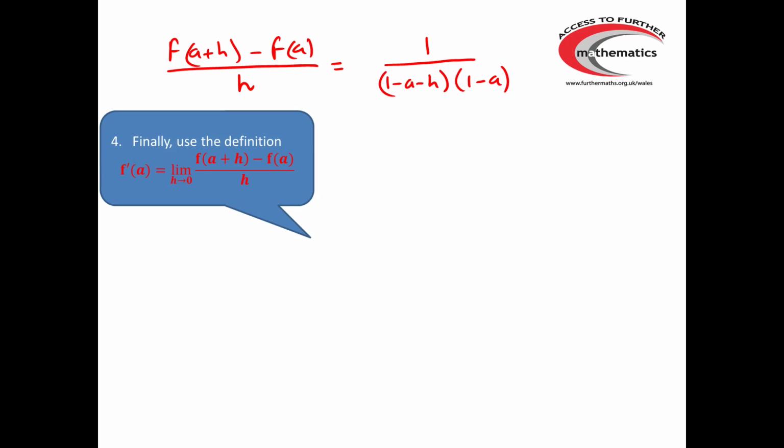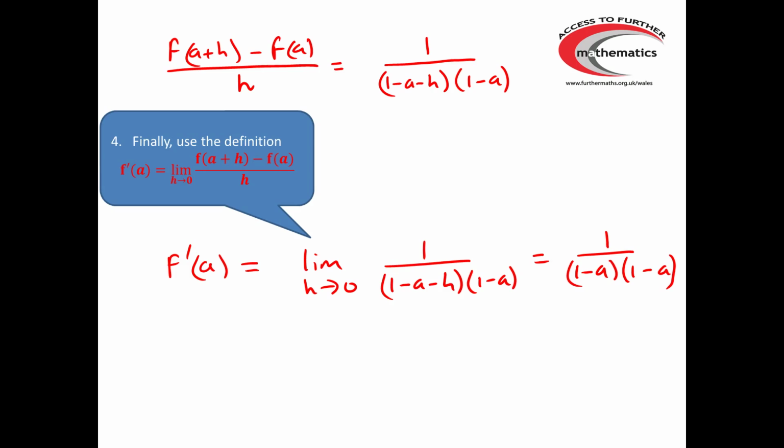And our final step now is simply to use the fact that the gradient f dash a is the limit as h tends to 0 of f of a plus h minus f of a over h. So we've got f dash a is the limit as h tends to 0 of 1 over 1 minus a minus h times by 1 minus a. Now as h tends to 0, nothing happens to the 1 at all, nothing happens to the bracket of 1 minus a, but the bracket which is 1 minus a minus h, as h tends to 0, is just going to get closer and closer to 1 minus a. So we've got f dash a is equal to 1 over 1 minus a times 1 minus a, which is of course 1 over 1 minus a squared. So we've got f dash a is 1 over 1 minus a squared, or equivalently we've got f dash x is 1 over 1 minus x squared.